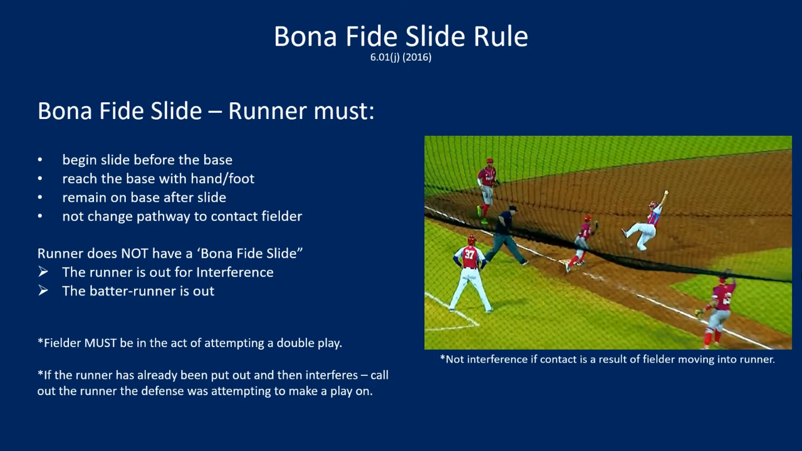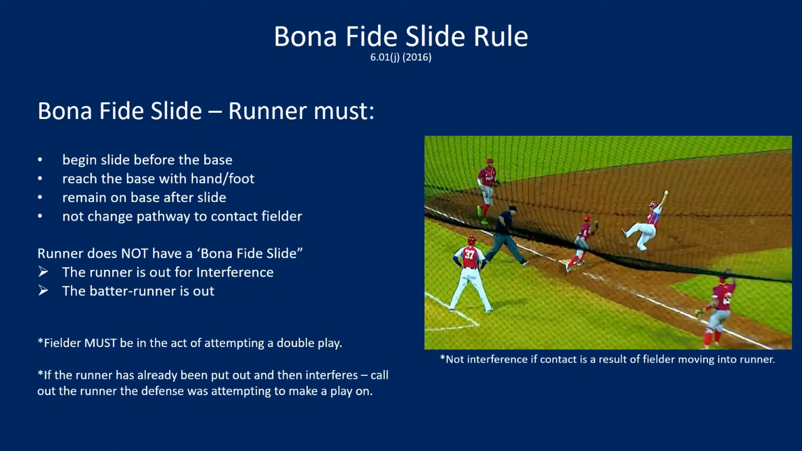Our next rule is looking at the bona fide slide rule. And there are some requirements for the runner in order for it to be a legitimate or bona fide slide. They have to begin the slide before the base, reach the base with their hand or foot, remain on the base after the slide, and not change their pathway to initiate contact with the fielder. So if they do all of those things, then this would be a bona fide or a legal slide. If the runner does not do one of those things or a couple of those things, a runner has committed interference. And we would also call out the batter runner.